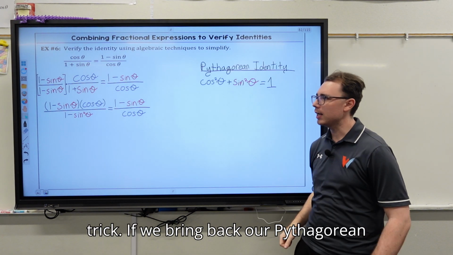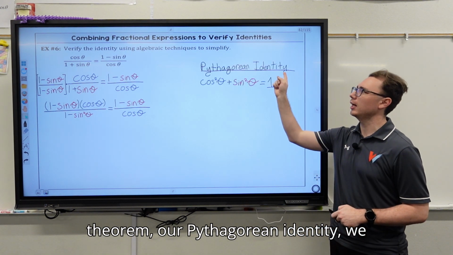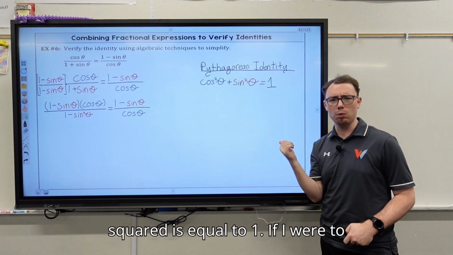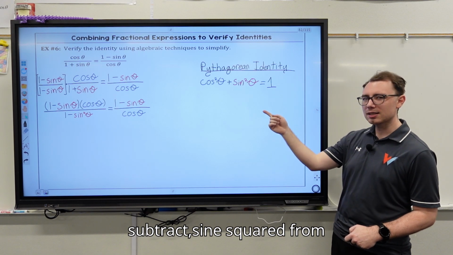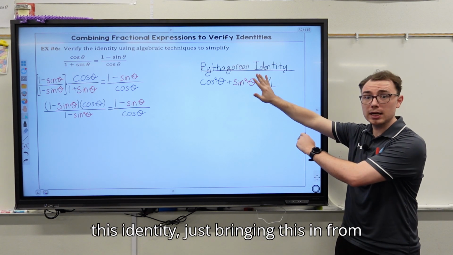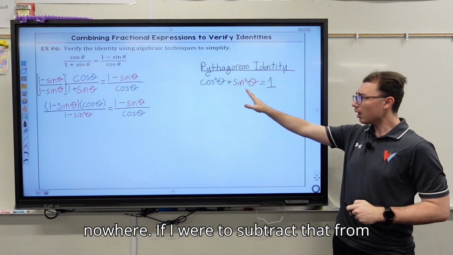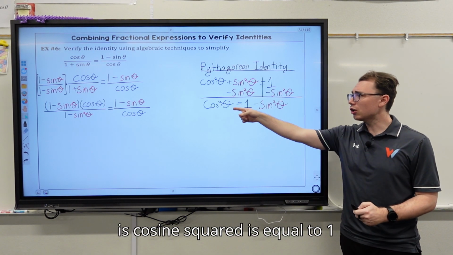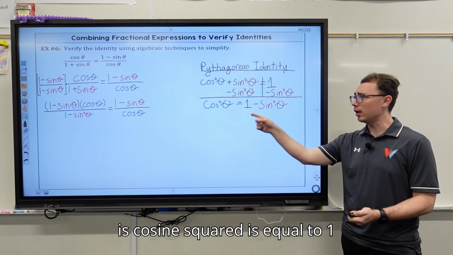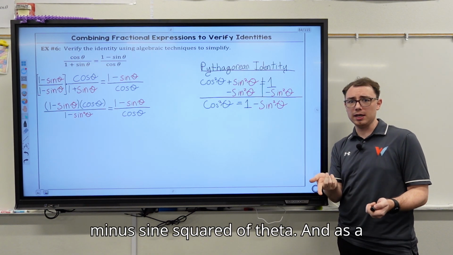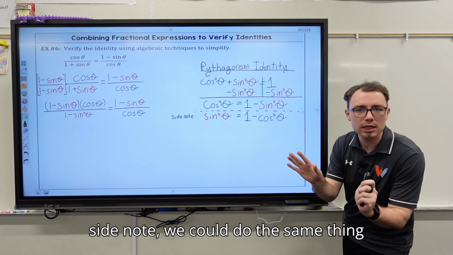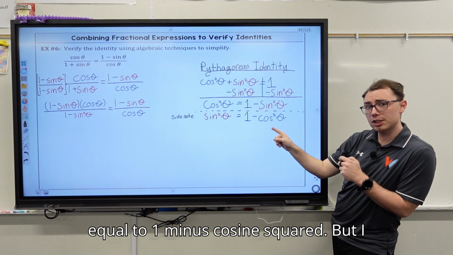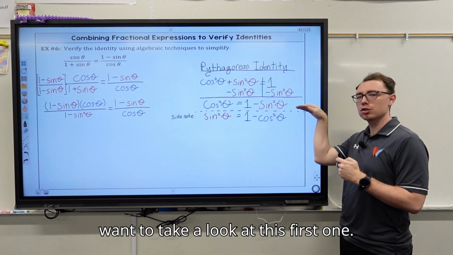If we bring back our Pythagorean identity, we know that cosine squared plus sine squared is equal to 1. If I were to subtract sine squared from this identity, just bringing this in from nowhere, if I were to subtract that from both sides, what we really get is cosine squared is equal to 1 minus sine squared of theta. And as a side note, we could do the same thing with cosine here to get sine squared is equal to 1 minus cosine squared. But I want to take a look at this first one.